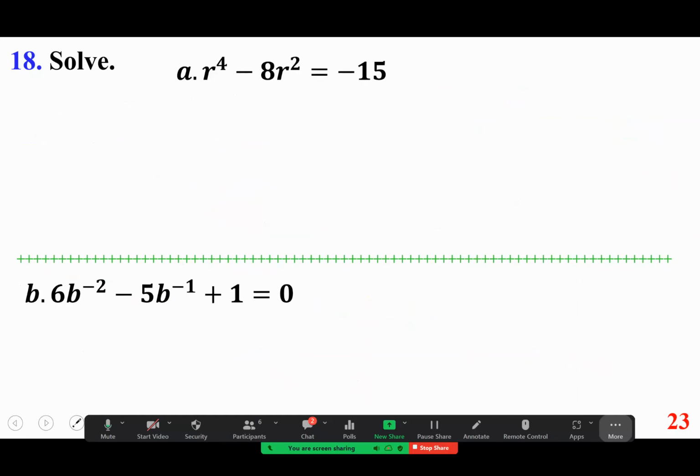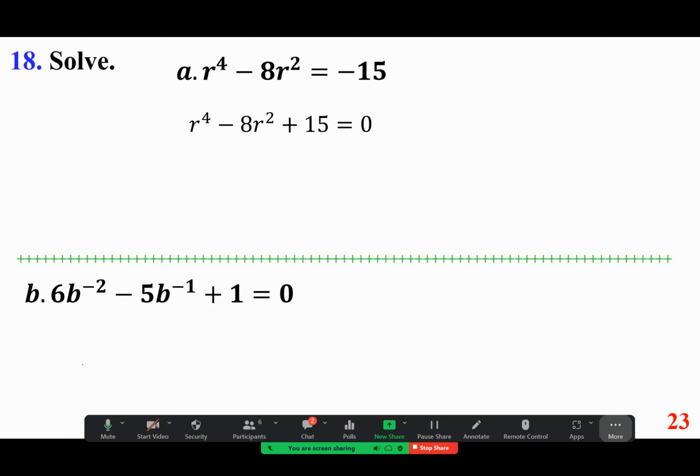To solve this, first and foremost, we move the -15. We make this r to the power of 4 minus 8r squared plus 15 equals 0. We have a choice. We can do it just the way it is, or we can do it by substitution, because it's not quadratic, but it is what's called in quadratic form. We can make it so if you let r squared be represented by, let's say, y. Let me do that, but you can factor it just the way it is.